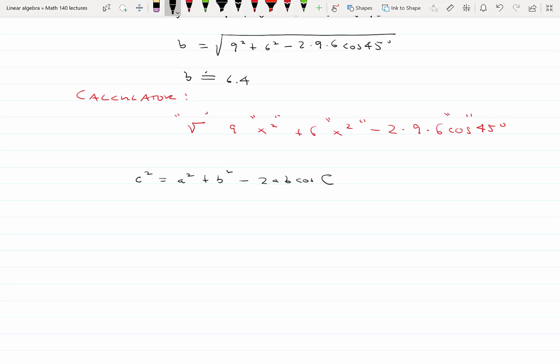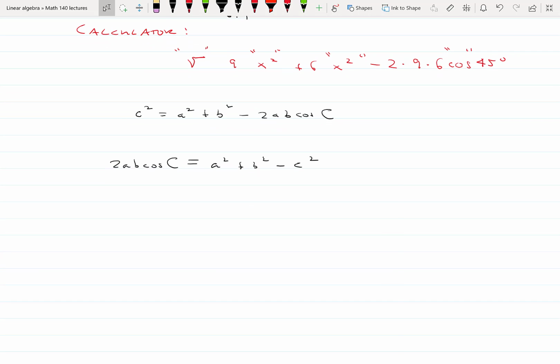Okay, a little bit of algebra involved here. I'm going to add 2ab times the cosine of capital C to both sides, so I get it on the left-hand side and positive. Then I'm going to have a squared plus b squared still left on the right-hand side, and I'm also going to subtract small c squared from both sides. Then I'm going to divide both sides by 2ab. So the cosine of C equals a squared plus b squared minus c squared over 2ab.